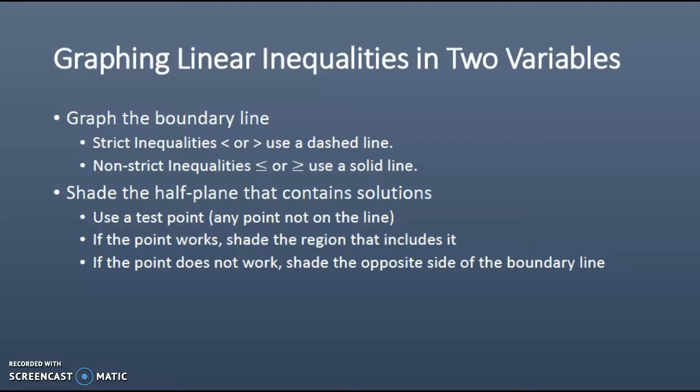So you could use a test point as I just described. You could use any point that's not on the line. So it's really important that the test point is not on the line. If the test point works, shade the region that includes that point. If the test point doesn't work, you shade the opposite region, the opposite side of that boundary line. In the next video, we'll take a look at some examples and we'll graph them.